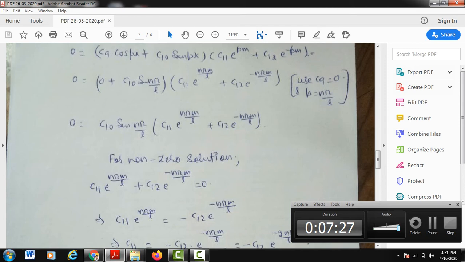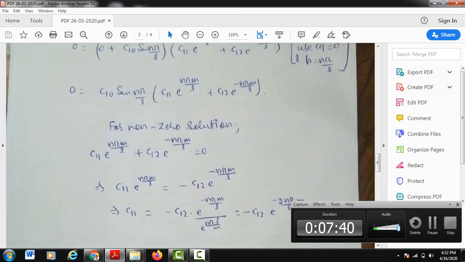So this factor is non-zero, C10 is non-zero because I want the non-zero solution, as C9 is already 0. If C10 is 0, then it will lead to the zero solution. So I reject this. So the only possibility is that this factor is 0, that is C11 e^(n pi m over l) + C12 e^(-n pi m over l) is 0. So take this term on the right hand side: C11 e^(n pi m over l) is equal to minus C12 e^(-n pi m over l).